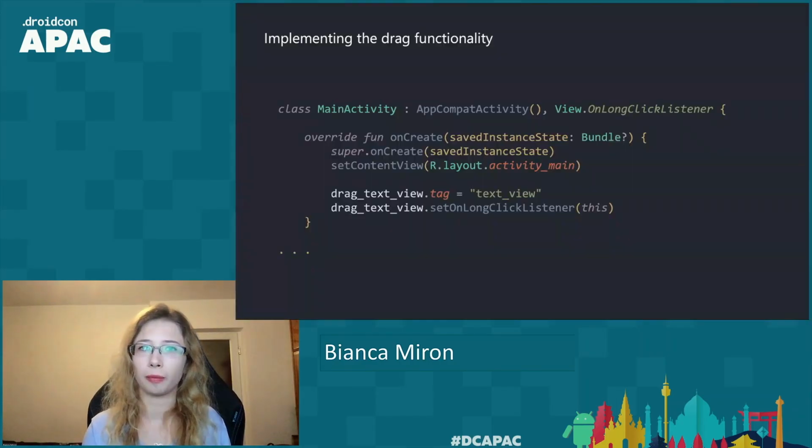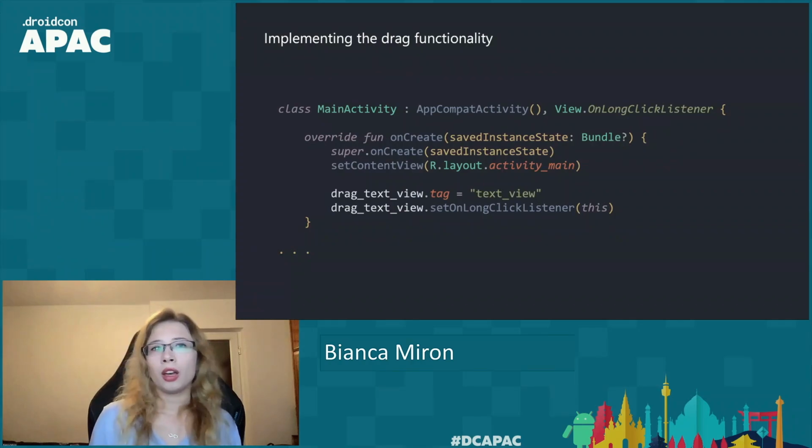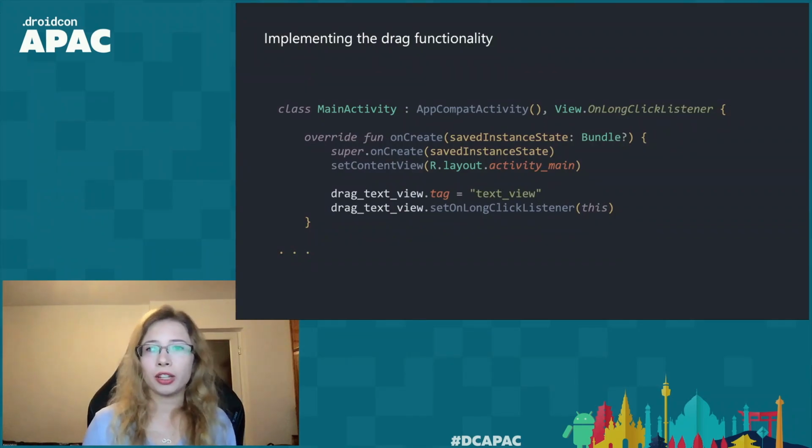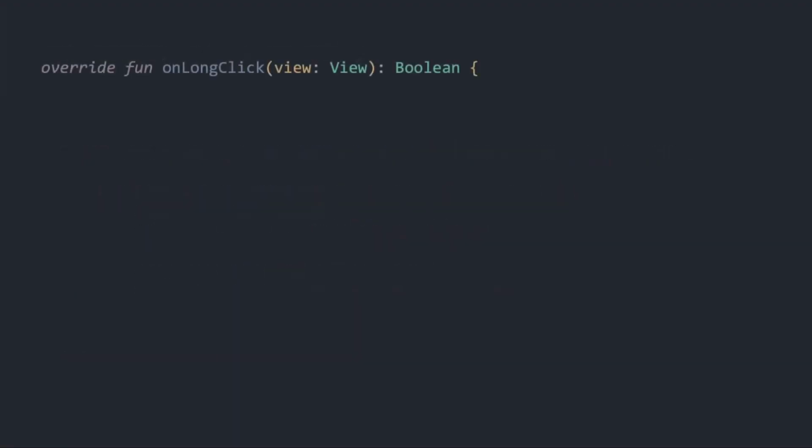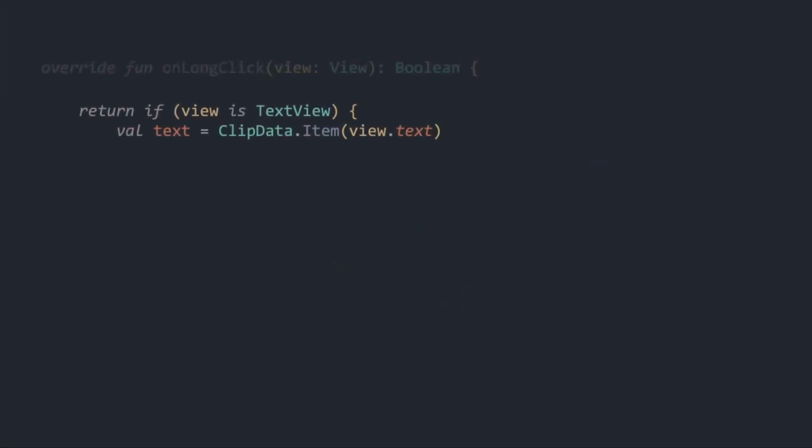and a clear button. So the drag action is actually a touch event of a long click. So we need to implement in our activity the long click listener. First of all, let's also set the tag for the text view, a simple tag, just text underscore view, and then set the on-click listener. Now for the implementation, we override the onLongClick method, and then for the view, we need to check if it's the text view that we want.